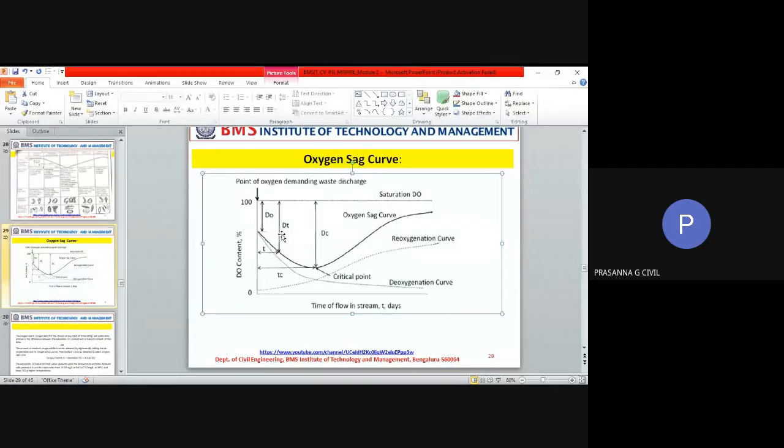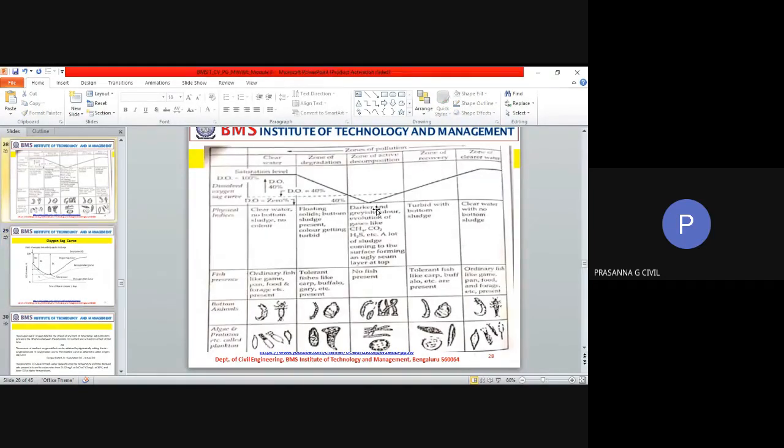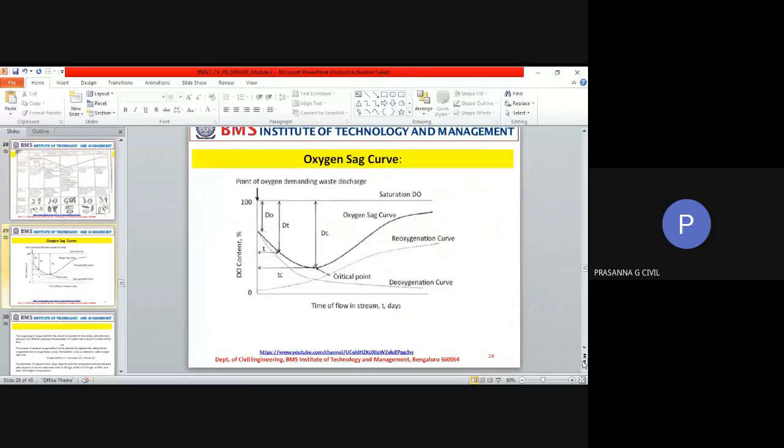Now, there is a major point in this, which is called the critical point. That means the point at which your DO is dropping the most. Just go back to our previous figure. You saw that they are saying it's going to go to 0. This is an approximation. It may not happen that it will come to 0, but there will be an oxygen level where it has come to the critical level.